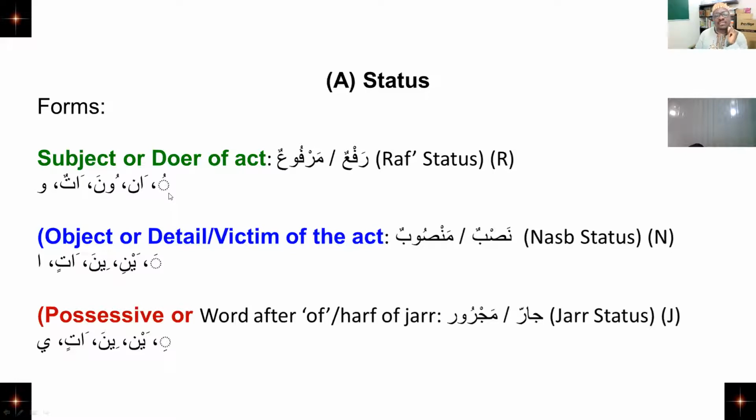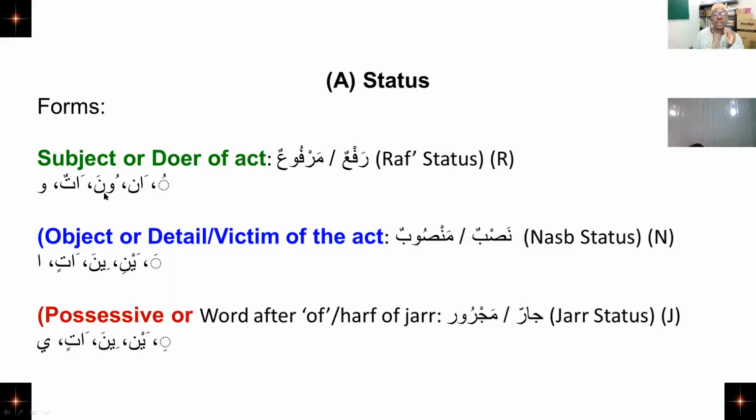Anytime you see an ism with u at the end, then it is in rafa status, and you can call it marfu'un. And that word can either be a doer or a subject or something like that, right? Anytime you see an ism with the ending ani, still in rafa status, it can be called marfu'un, and it can either be a doer or a subject.